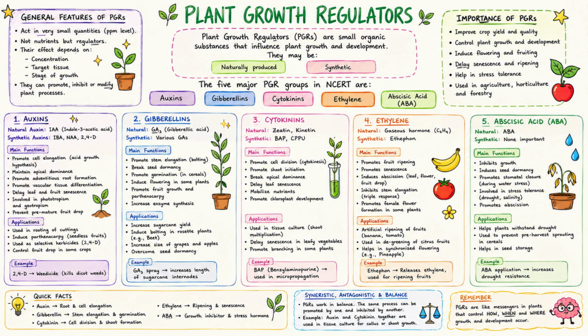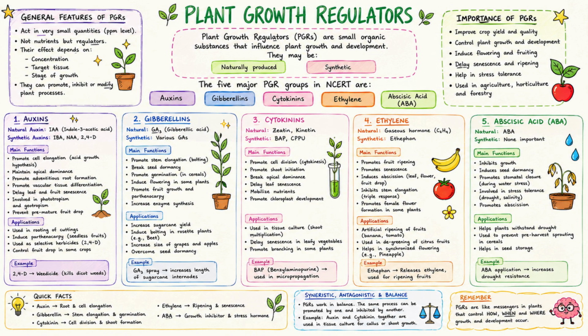The fifth group is abscisic acid or ABA. ABA is mainly known as a stress hormone. It helps plants respond to conditions such as drought. ABA causes stomatal closure, which reduces water loss from the leaves. It also promotes seed dormancy and helps plants survive unfavorable conditions.